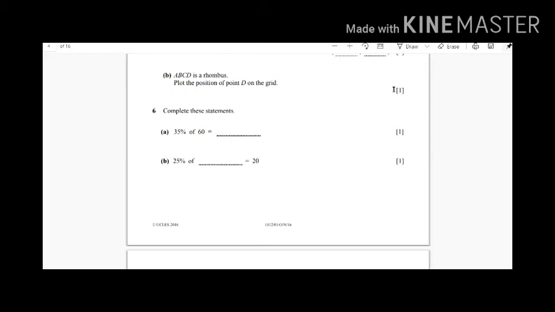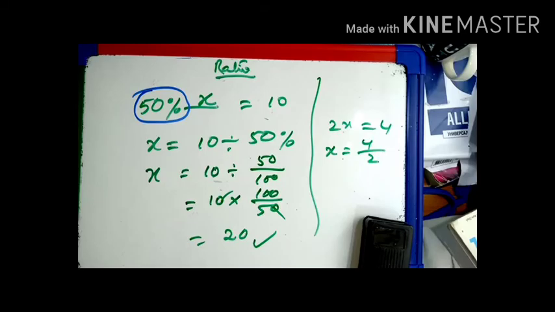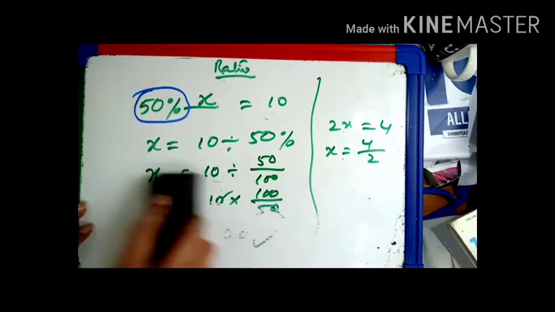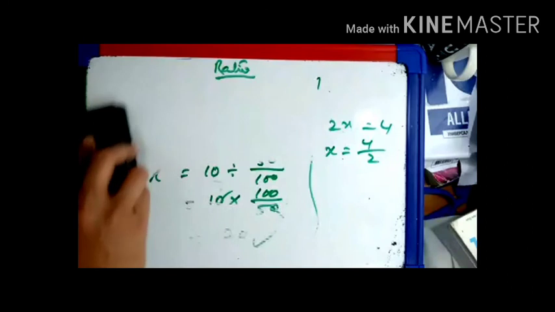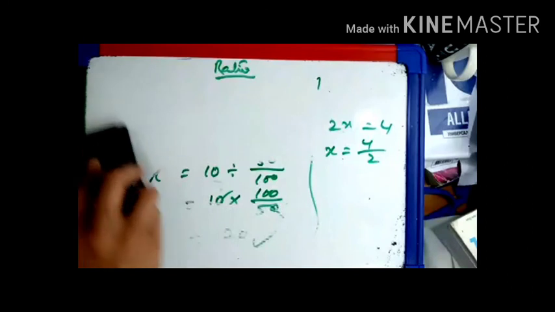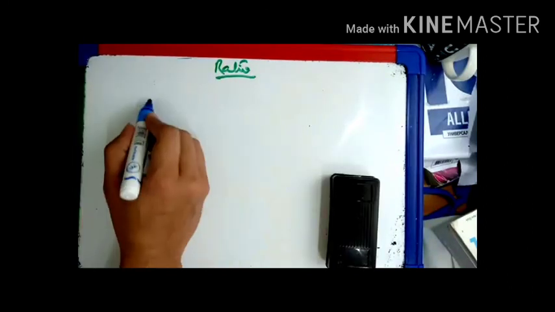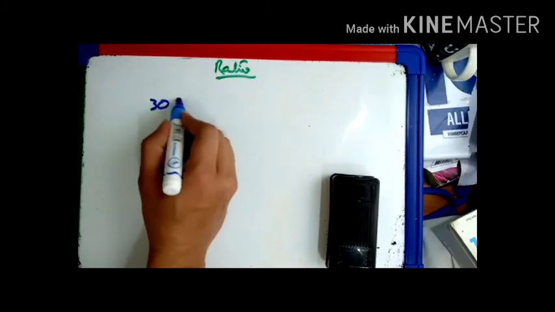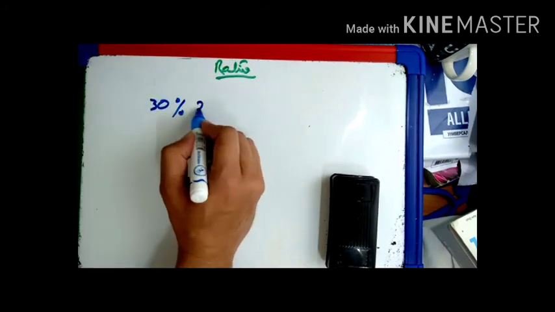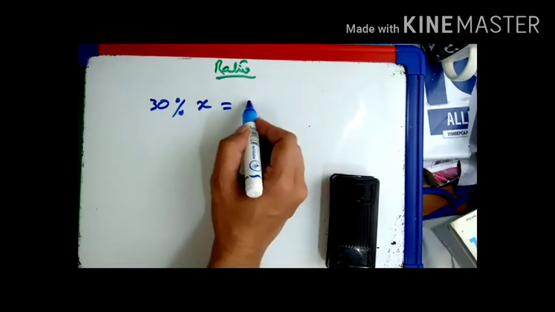Okay, I'm sorry. You are confused? Okay, so come again on the board. I will tell you one more easy way, then you can understand this. If I say 30% of x equal to, suppose, 60, what is x?